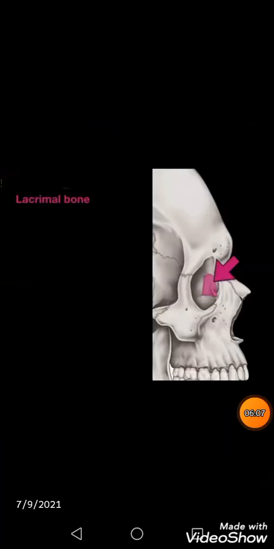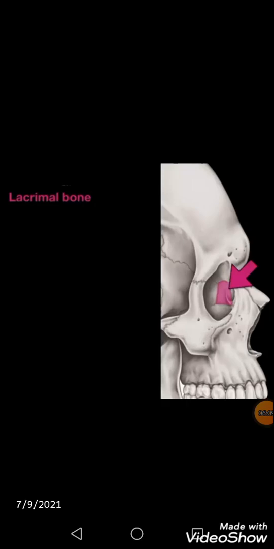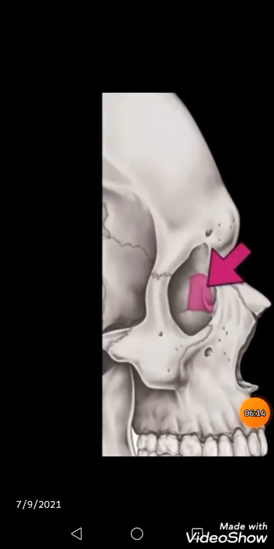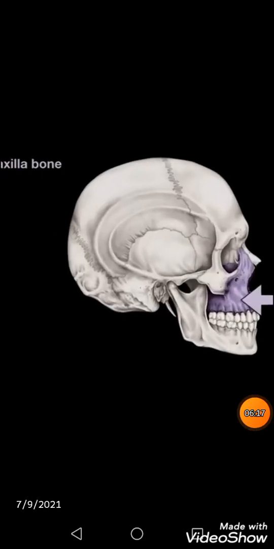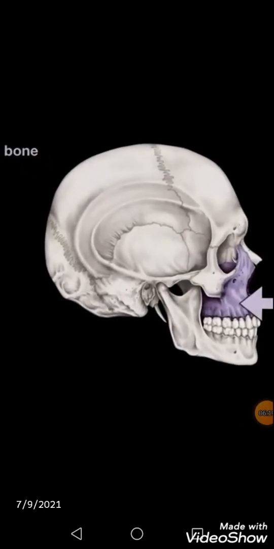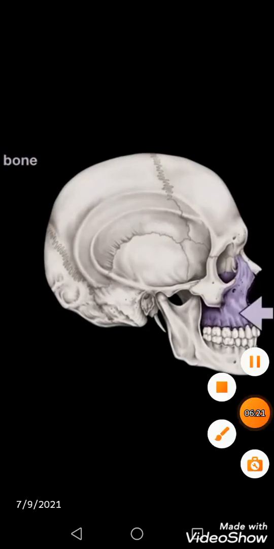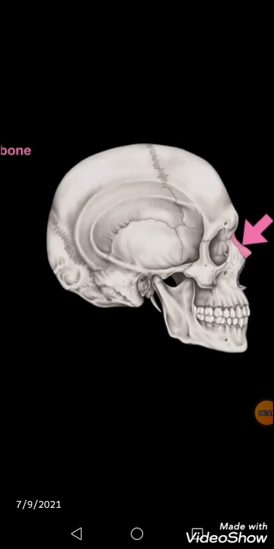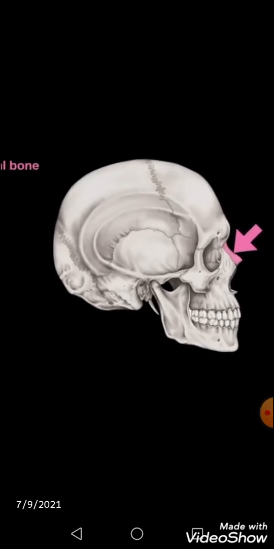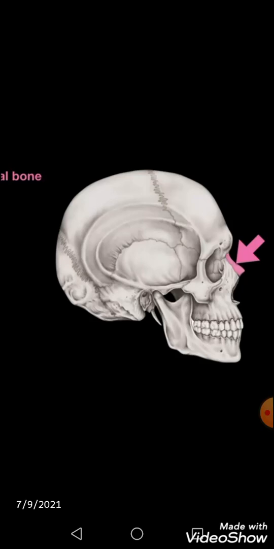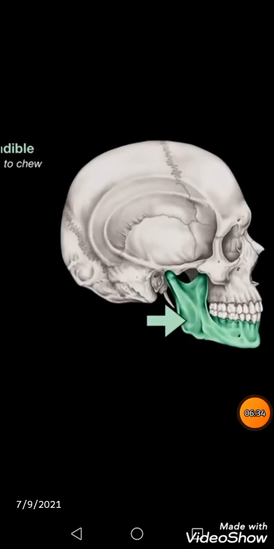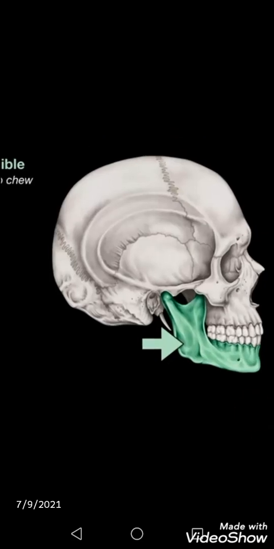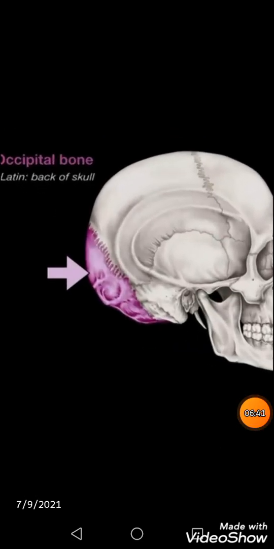Now you can see this is the lacrimal bone in the orbit. You can clearly imagine where it lies. Now look how the maxilla bone is placed and forms the norma lateralis. Now you can see the nasal bone present, marked in pink color. You can visualize it with the arrow. This is the mandible again, to show you in the green color. See the occipital bone taking part in the norma lateralis.